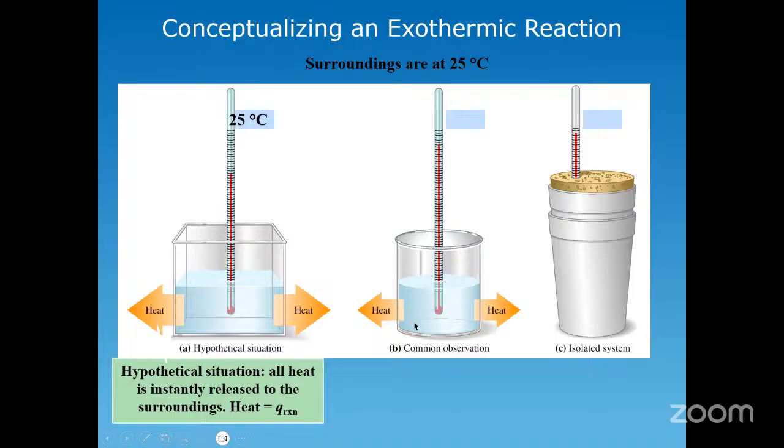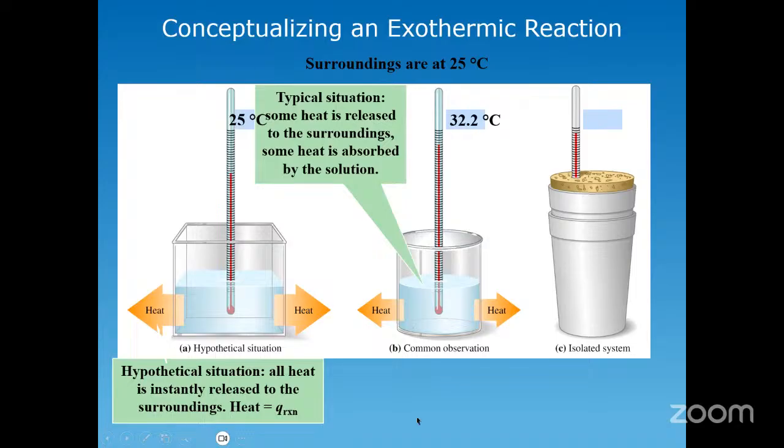Now this is more likely to occur, the second setup here, right? In this case, when the reaction is taking place, some of the heat will be lost to the environment, but the rest will be absorbed by whatever the contents remaining in the beaker, right? So as a result, the temperature will increase, from 25 to, let's say, 32.2 degrees Celsius, right?